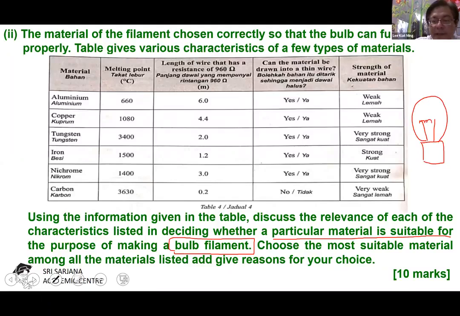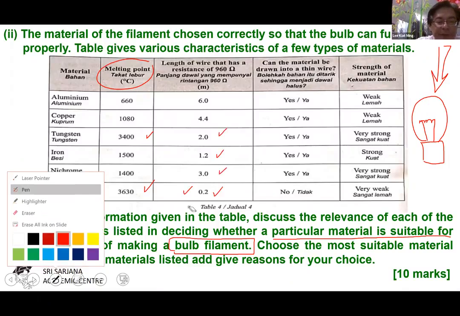Choose the most suitable material. Melting point: we want the melting point to be high, so we look at the high ones. This is high, this is high. Then the length of the wire that has resistance. This bulb has limited space, so we cannot have a long wire. If possible, we will locate the short one. This is short, this is also short, and this also can be considered short.